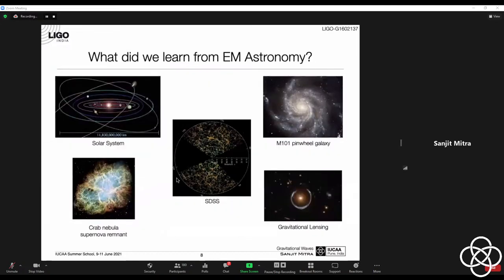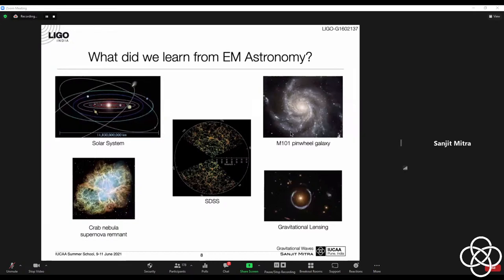Now, what did we learn from astronomy? Of course, we got an extremely high resolution picture of the universe at this point. The nearer objects are very well understood. At some point we were debating whether the sun is at the center, and now we have an extremely high resolution, precise picture of the solar system. We know where things are.